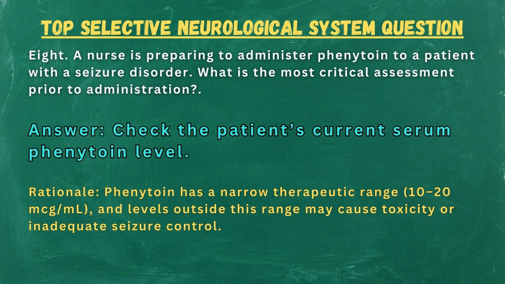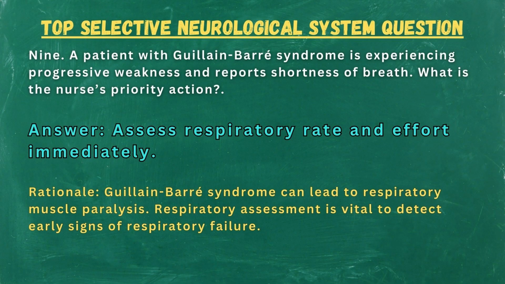8. A nurse is preparing to administer phenytoin to a patient with a seizure disorder. What is the most critical assessment prior to administration? Answer: Check the patient's current serum phenytoin level. Rationale: Phenytoin has a narrow therapeutic range, 10 to 20 mcg/ml, and levels outside this range may cause toxicity or inadequate seizure control.